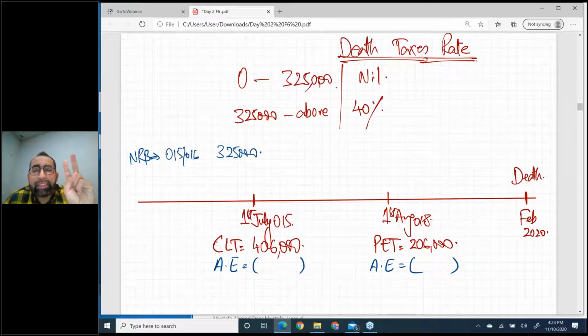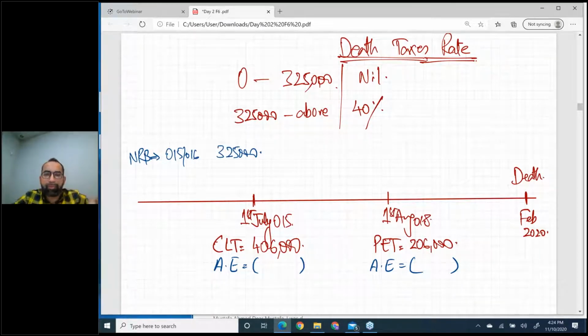Number two, if any CLT is done within last 7 years of death, then you have to calculate additional IHT on CLT at the time of death. And the third and the last thing and the most important, IHT on death estate. So these three are the death taxes: PAT, additional IHT on CLT, and IHT on death estate, right?